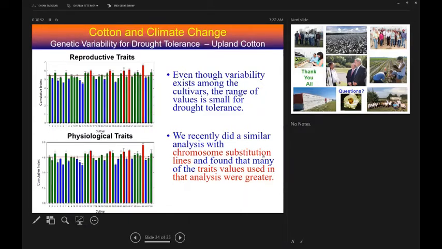So there may be some interest in looking into the trait values for heat tolerance, cold tolerance or drought tolerance in those lines, and seeing whether they could be incorporated into the upland cotton varieties to a certain extent.